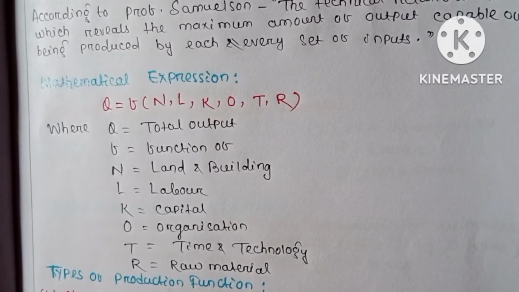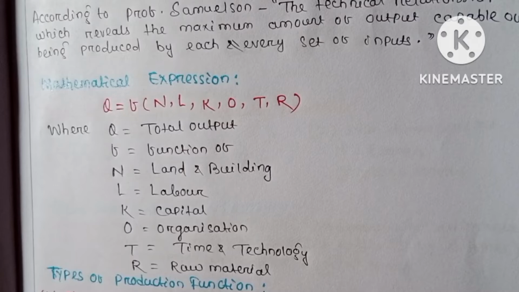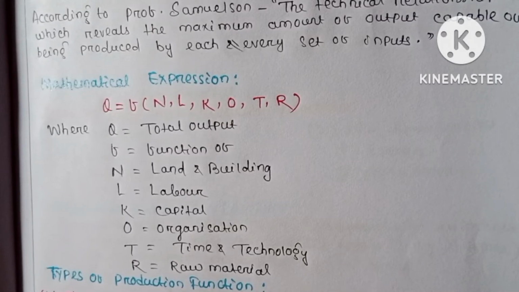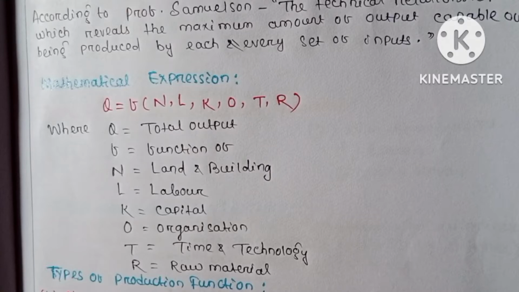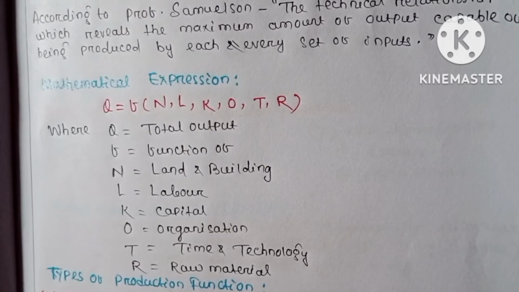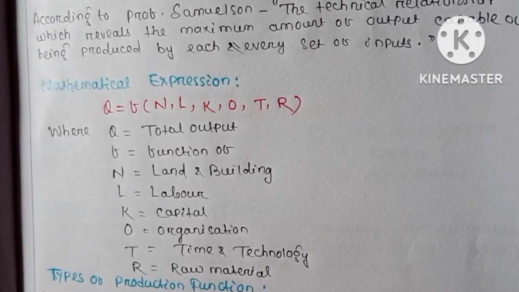Generally there are two types of production function. One is short-run production function, and the second one is long-run production function. Before discussing what is short-run production function and what is long-run production function, we must know what is short-run and what is long-run. So let's start with short-run. Short-run refers to an operational time period in which the output of a firm can be varied by changing the variable factors only.